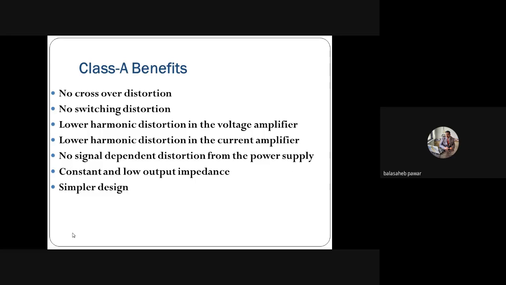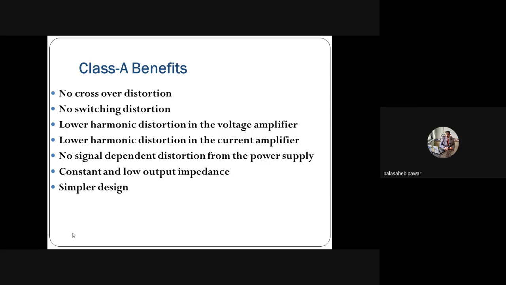Then a few benefits are mentioned, like class A benefits: no crossover distortion, no switching distortion. Switching distortion means that the transistor will not switch between its on and off regions, as it will continuously remain in its amplifier region. Why am I saying amplifier? Because if a BJT is considered, then that amplification region is known as the active region. If a MOSFET is considered, then it is known as the saturation region. So commonly I said its amplification region. As the transistor continuously remains within that region, switching of the transistor does not occur.